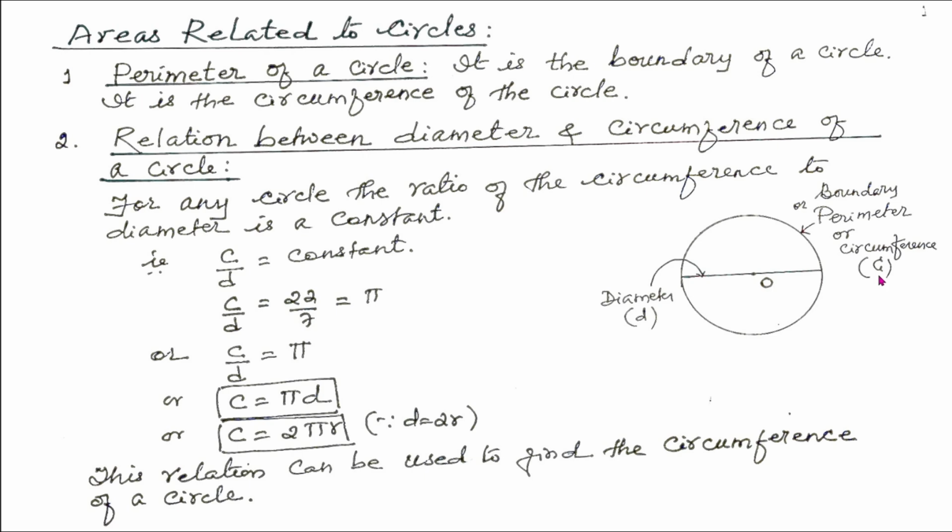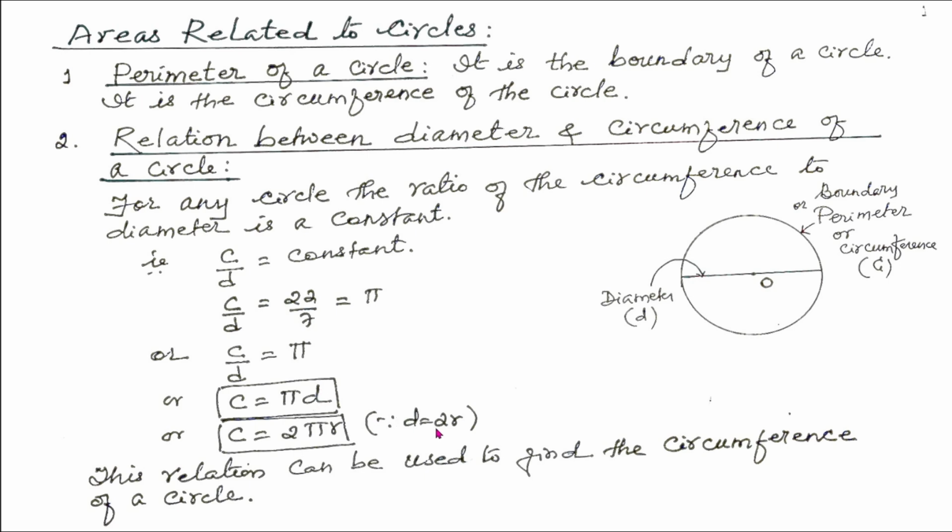Now, to establish a relation to find the circumference of a circle, let us consider a circle, and measure the circumference of the circle C and also the diameter of the circle D. Now, take the ratio of the circumference and diameter, that is C divided by D, which is equal to a constant, and that constant value is 22/7 for any circle, denoted by the symbol pi. Now, C by D is equal to pi, or C is equal to pi D. C is equal to pi D is a formula to find the circumference of a circle if the diameter of the circle is given.